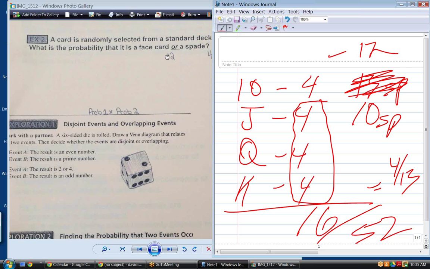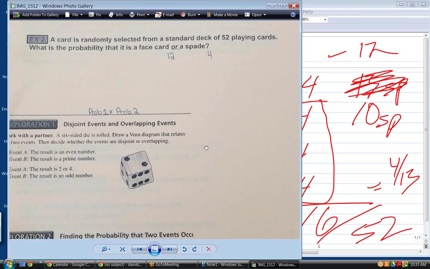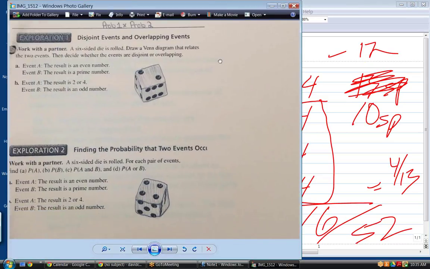Now, had they said a face card and a spade, what would that be? That would be 3 out of... Wait, no. No, you're right. There's only 3 cards in the deck that are both face cards and spades. And that's jack of spades, queen of spades, and king of spades. Okay. Okay. All right.